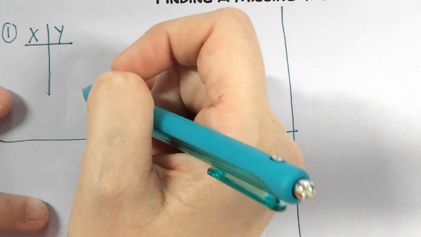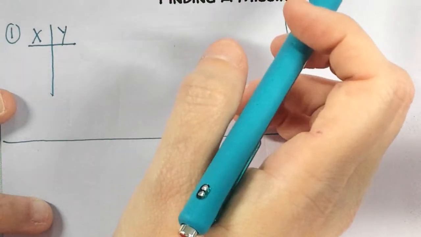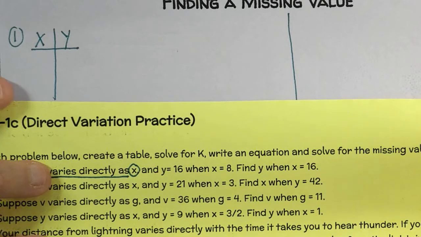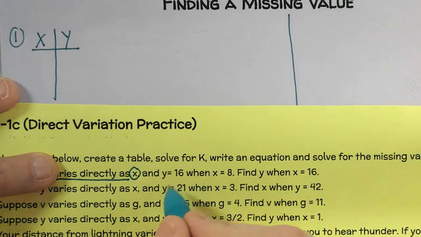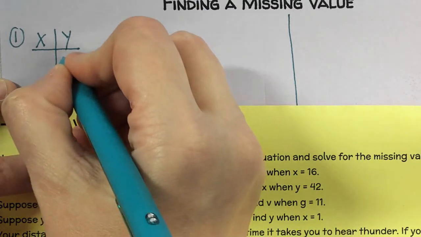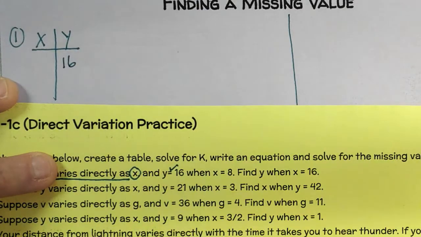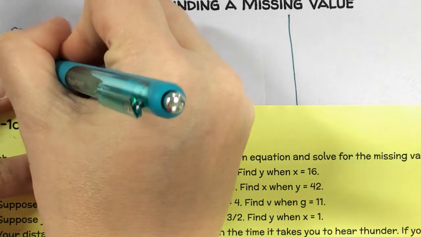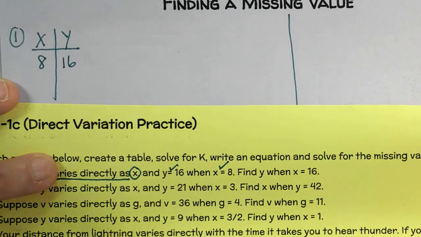Okay, now, it says y equals 16 when x equals 8. So again, being careful, I'm going to carefully put this stuff where it goes. It says y is 16, I put that in the y column. X is 8, I put that in the x column. Okay, there's my one full chunk of information.